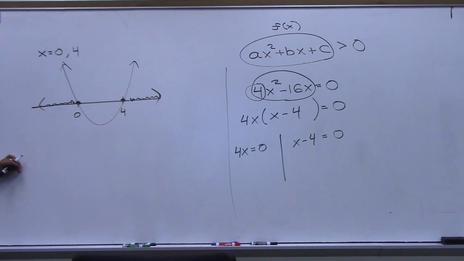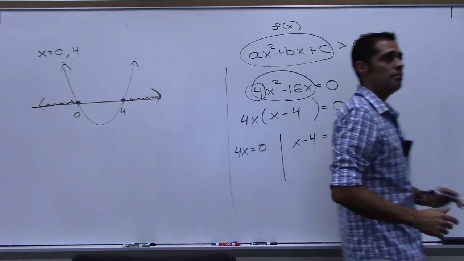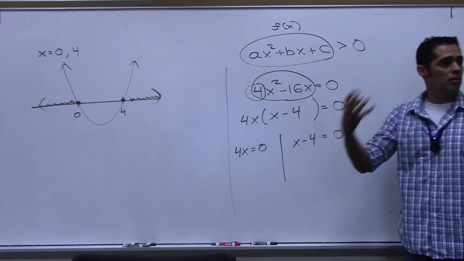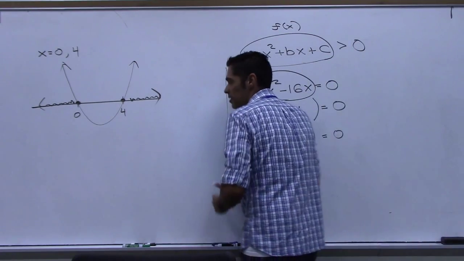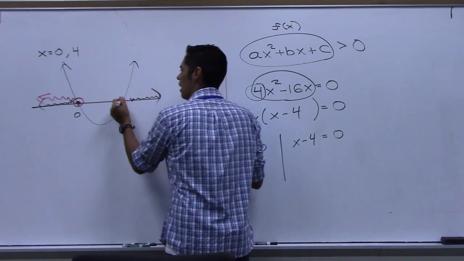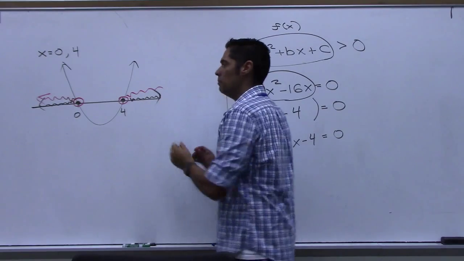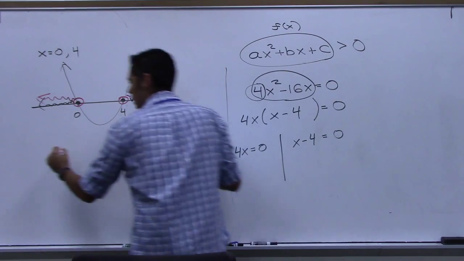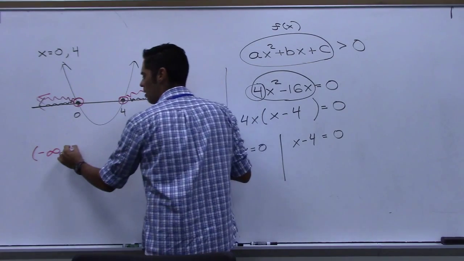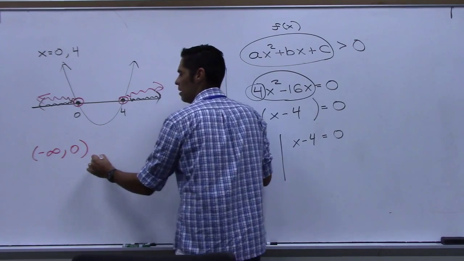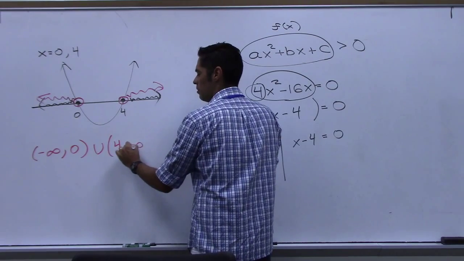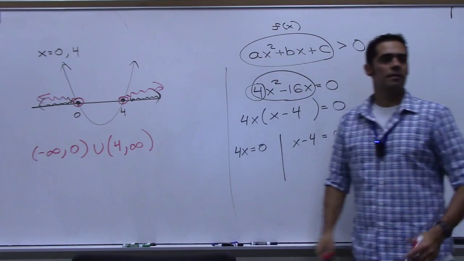No, we do not. Because it says strictly greater than 0 in the problem, right? This is where it was equal to 0. So we do not want those points included in our answer. So our answer is everything from 0 out that way, and from 4 out that way, not including them. So I'll write negative infinity to 0, parenthesis, union, parenthesis, 4 to infinity. That's it.